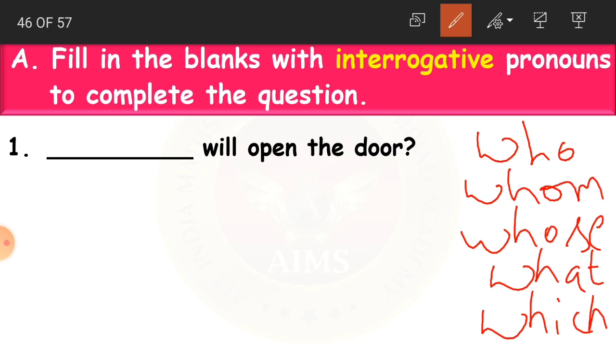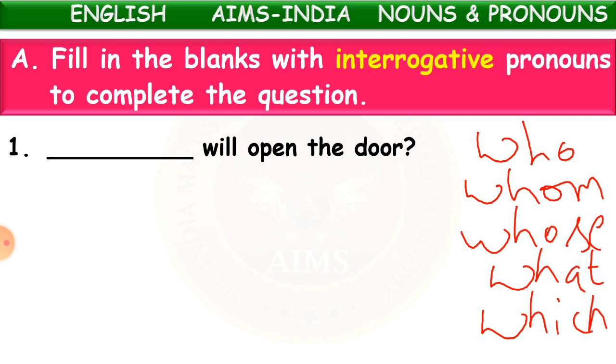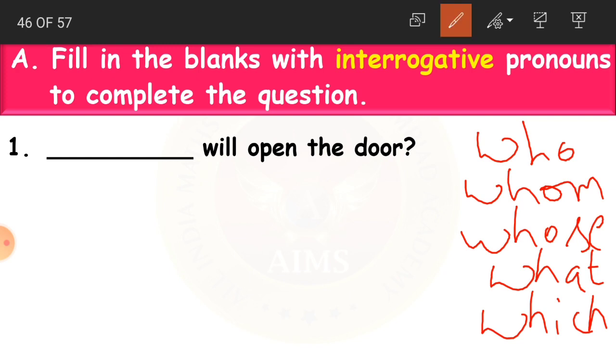And now we have to fill the blanks with the interrogative pronouns to complete the question. Now, dash will open the door. So what word do we have to use here? Yes, it is who. Who is used here. Why? Because when we address any person, we will be using who, whom, whose. These three are used for persons. Okay, children, persons. So that is why here we used who.